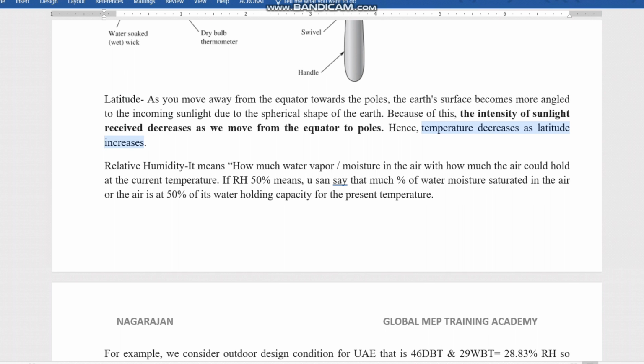If you read this point, the intensity of sunlight received decreases when we move from the equator to the poles. That means the temperature decreases when latitude increases. Okay, so that is the reason it is particularly given in the green building. Also when you go for the manual calculation, I will show you how it affects.